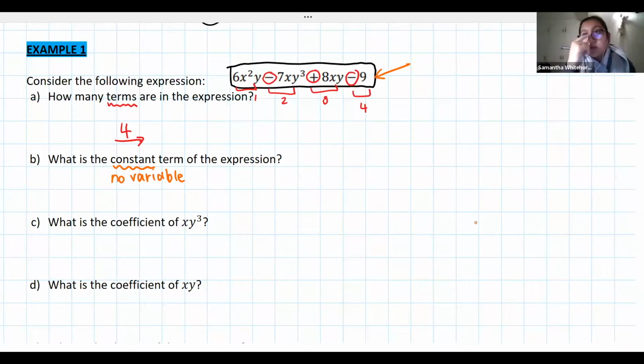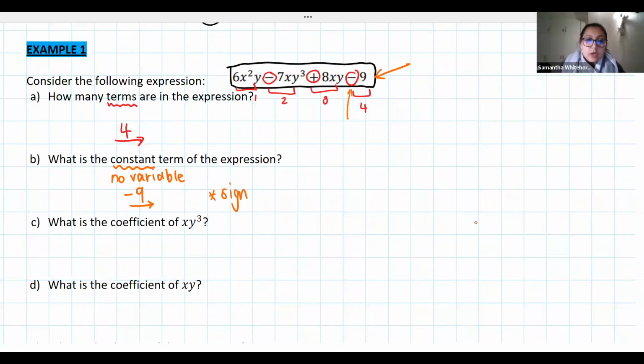Now, very importantly, what you need to remember is that the sign in front of the term is that term's sign. So this term is -9. So the constant is -9. Please remember to keep the sign with the term. The constant is -9.